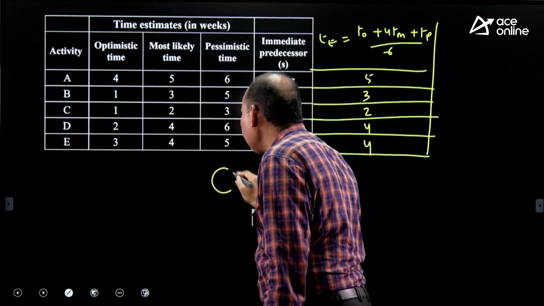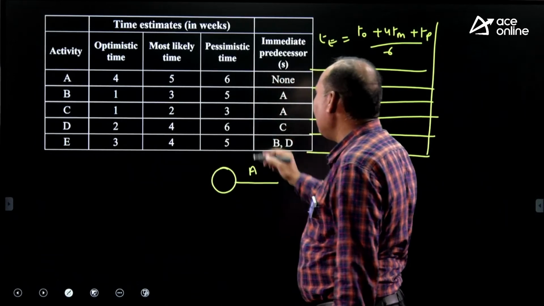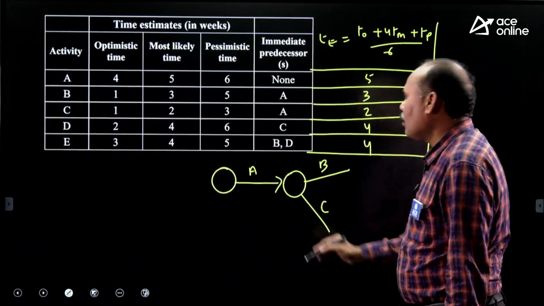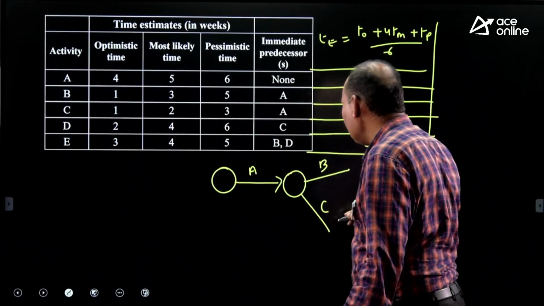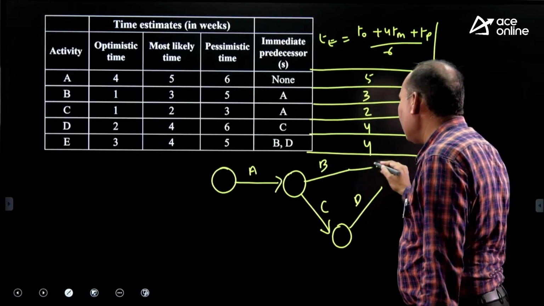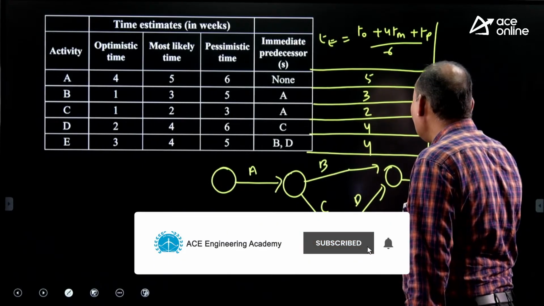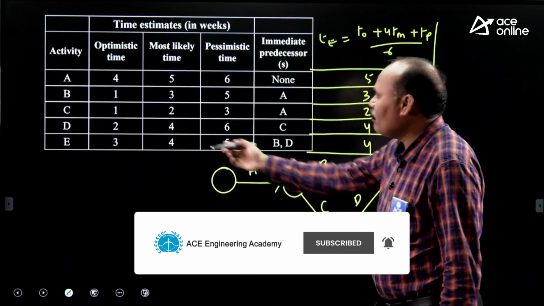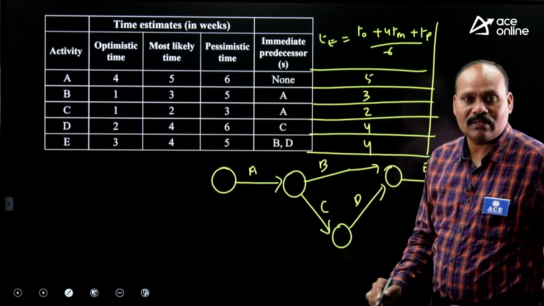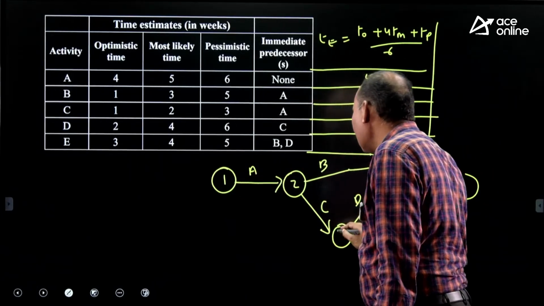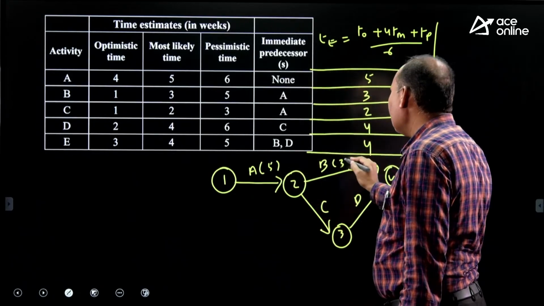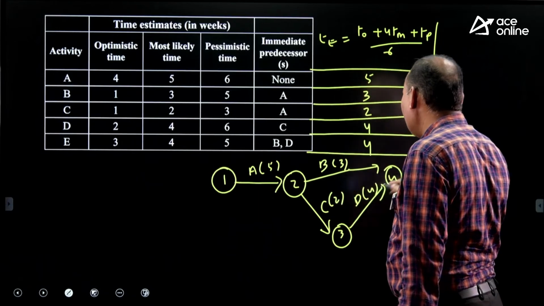A has no condition. B after A. C after A. D after C. E after B and D, so both B and D you can join so that you will get E. Now check whether we have drawn correctly or not. A before nothing, B before A, C before A, D before C, E before B and D. And after drawing, these durations you can substitute: A5, B3, C2, D4, E4.